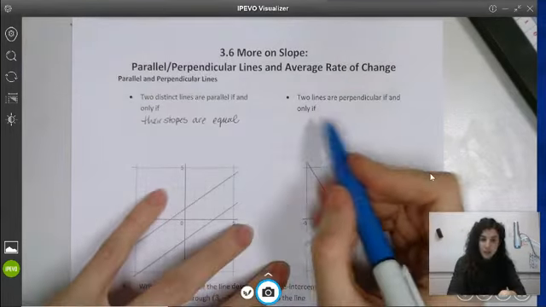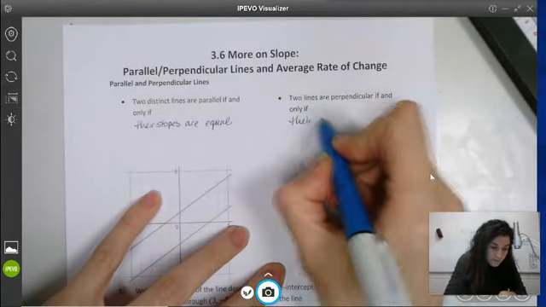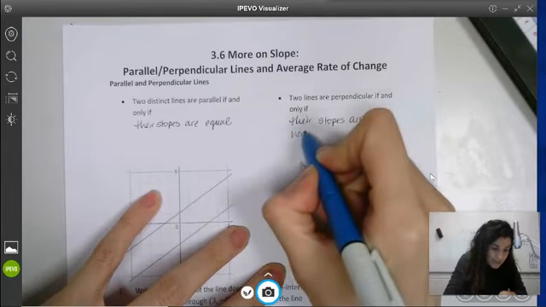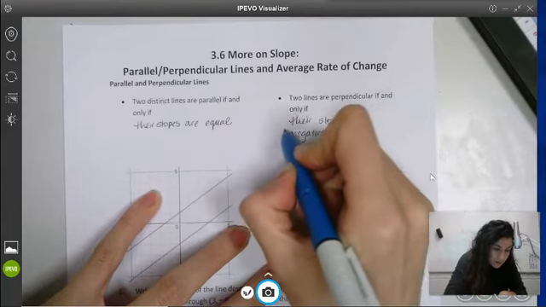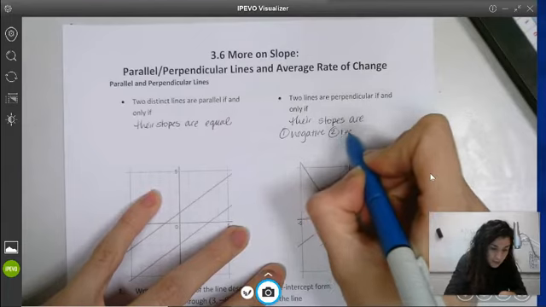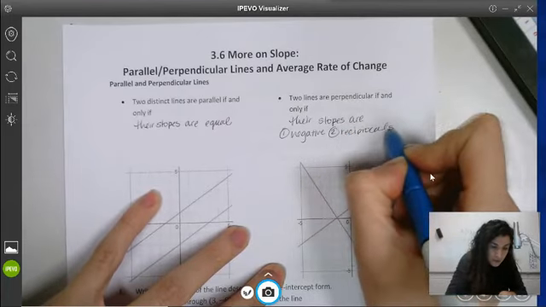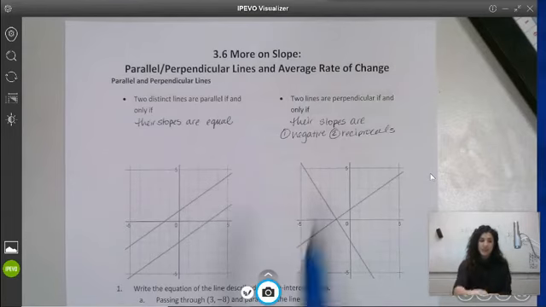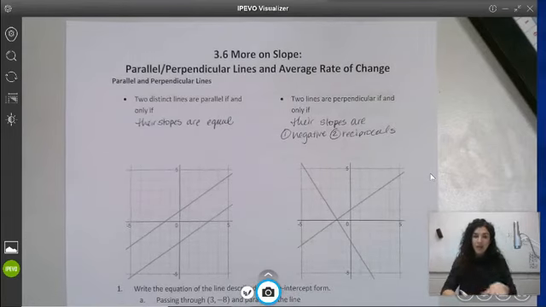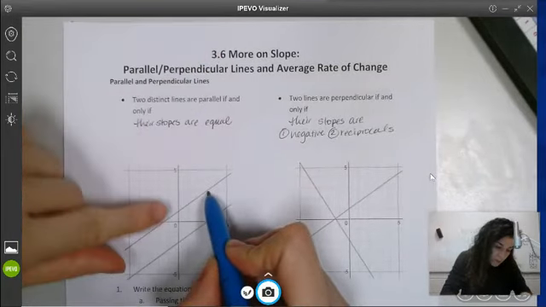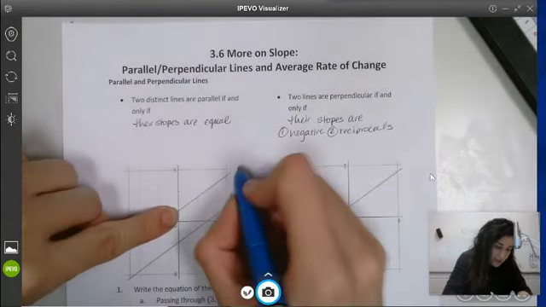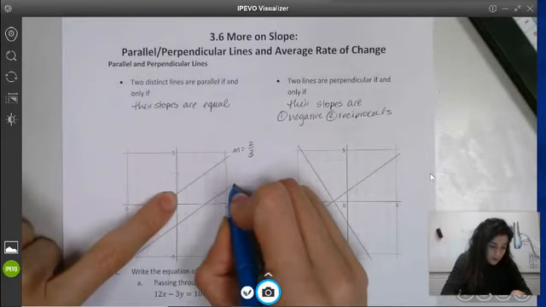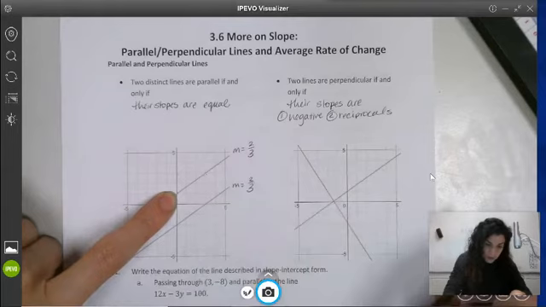Versus if they're perpendicular, their slopes are negative reciprocals. So notice that I numbered this first, negative, and reciprocals. The idea is that they're completely opposite, right? Whereas this slope right here, the slope you can count, you go up 2, right 3. So the slope here is up 2 over 3, whereas the slope here is also up 2 over 3.